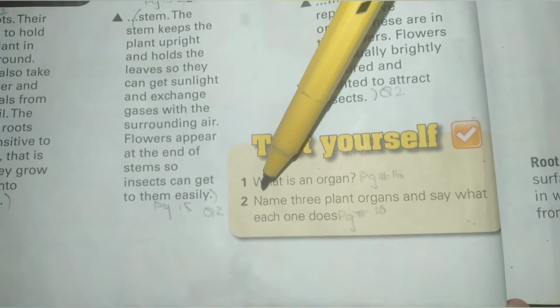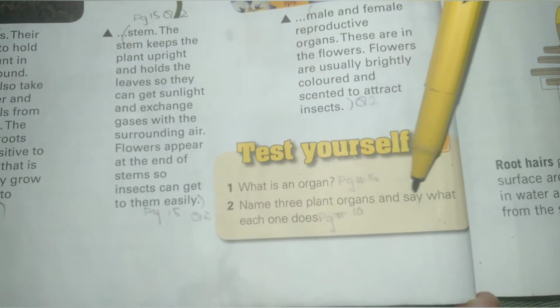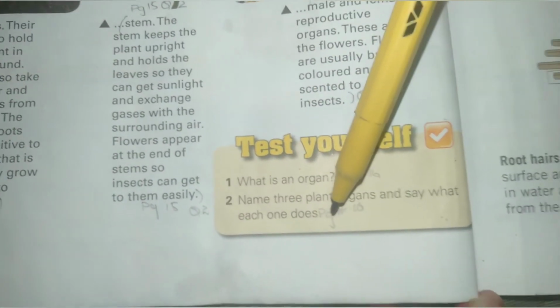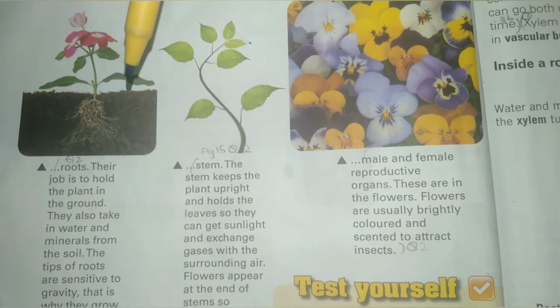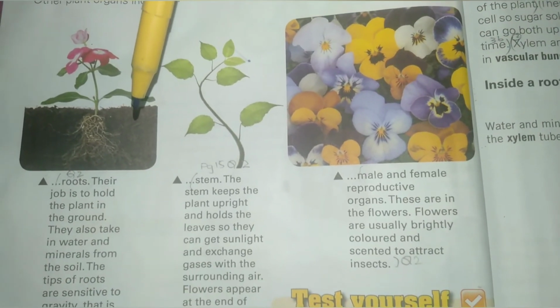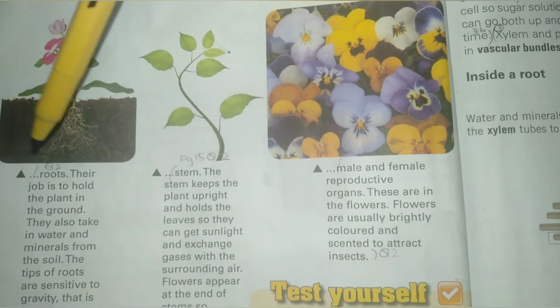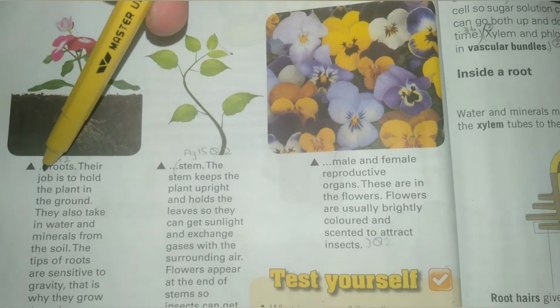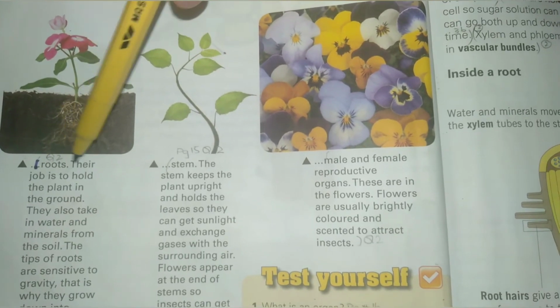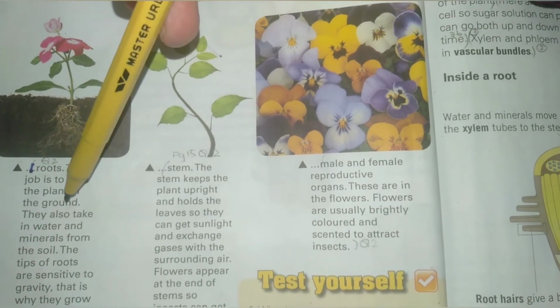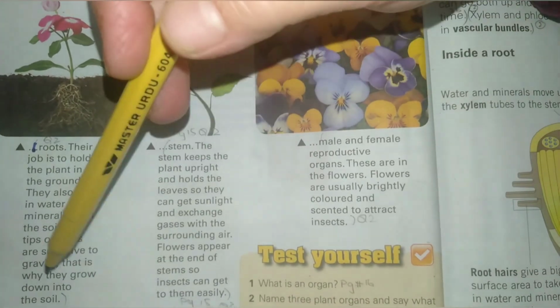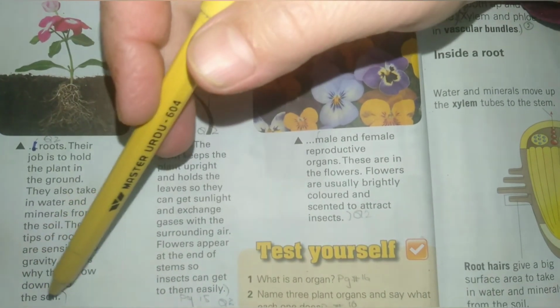Question number 2. Name 3 plant organs and say what each one does. We will discuss the 3 organs of the plants, that is root, stem and flowers. The answer will start from this line for roots, that is their job is to hold the plant in the ground up to here, where they grow down into the soil.